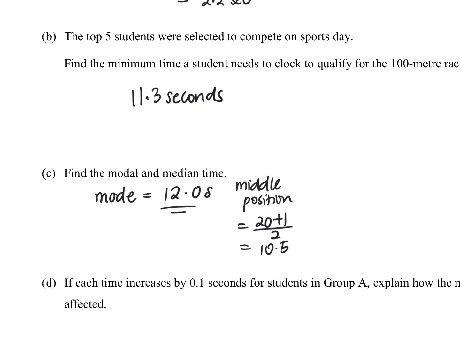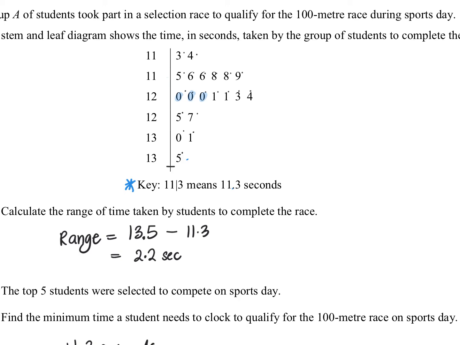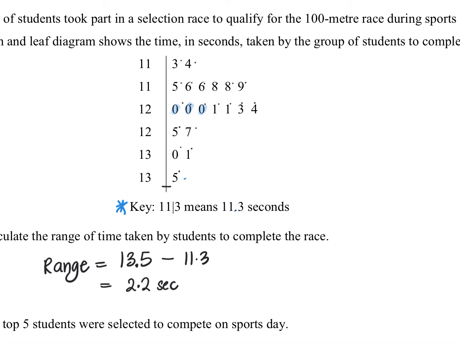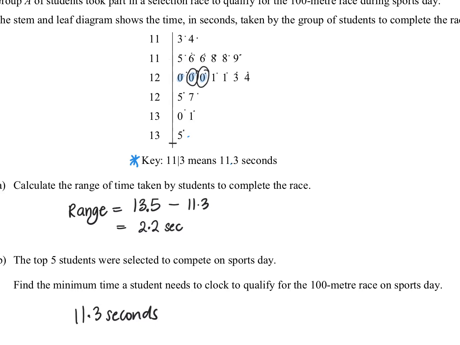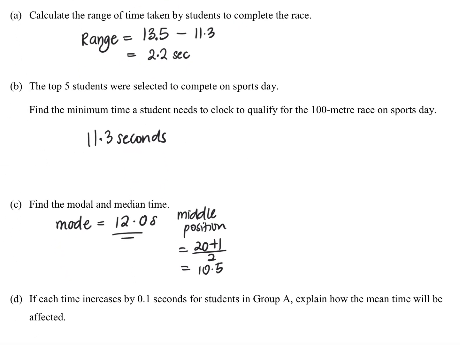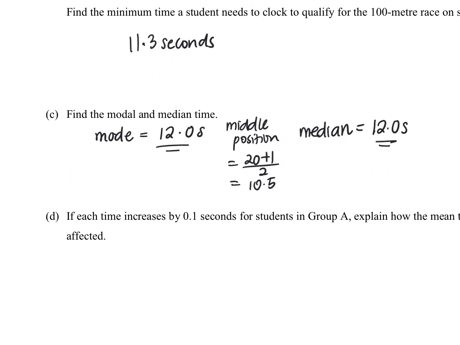So I want the 10th value and the 11th value. So that will be 1, 2, 3, 4, 5, 6, 7, 8, 9, 10th and the 11th value. So now our 10th and 11th value are both 12.0. So our median timing will be 12.0 plus 12.0 divided by 2, which is still 12.0 seconds. Right? So I chose not to write the working.